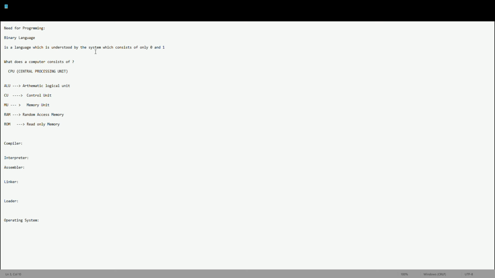And read-only memory, we can say, is a secondary memory. That means read-only memory is non-volatile memory. That means it can store the data for a longer time. The best examples of read-only memory are hard disk, pen drive, etc. Okay, this is the basic background of the computer and the central processing unit.